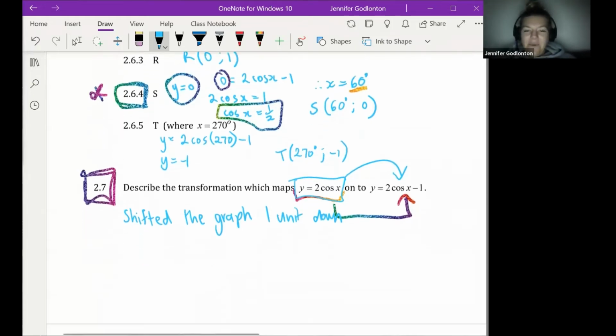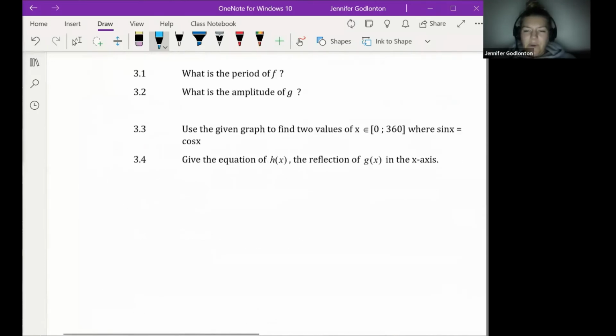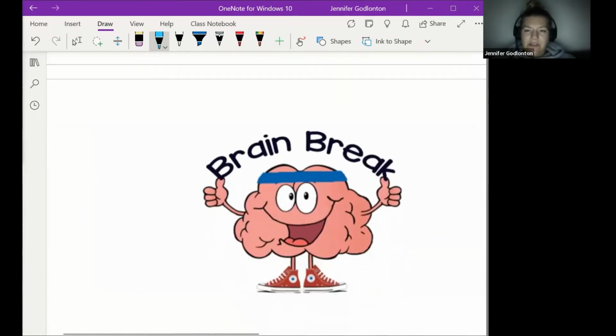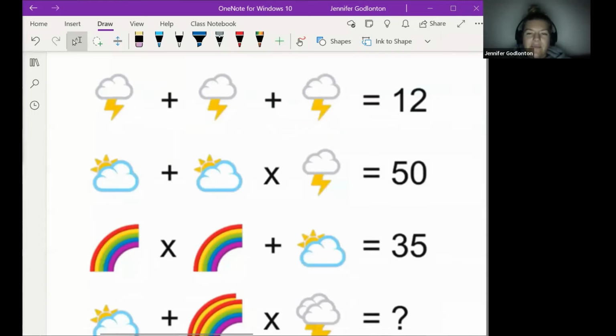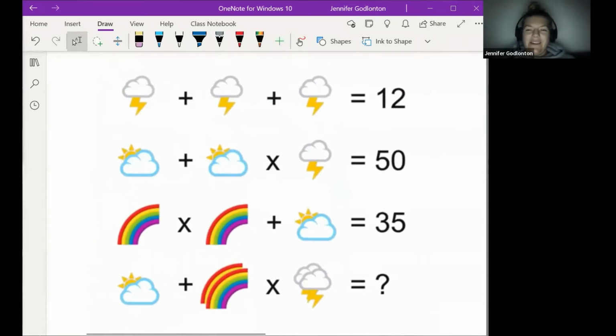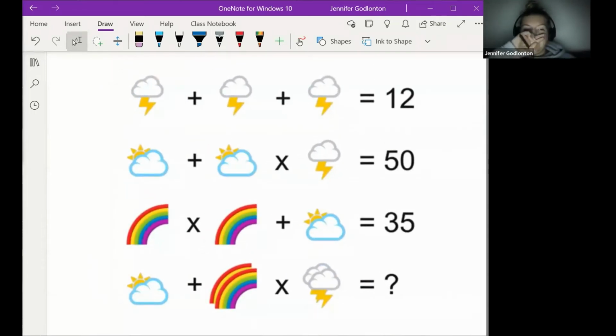Okay, let's do a quick brain break and then we will come back to it, and then we'll jump to that next question. Let's do our quick brain break of the night. I know it's a little bit later than normal. I think everyone deserves it. It's a good one tonight though, and I trust that you will be able to do it.